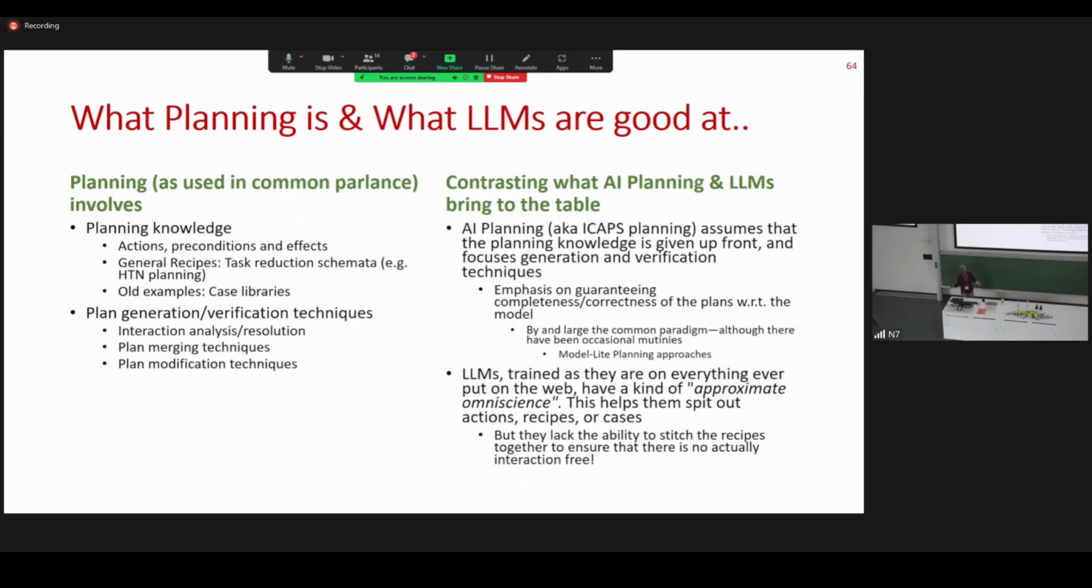One is planning knowledge. So actions, the conditions, effects, general recipes of how to do certain things in a standard fashion. For those of you who know HTN planning, HTN task reduction schemas, old examples of plans for sub-problems. That was like case-based planning, case libraries. This stuff is planning knowledge.